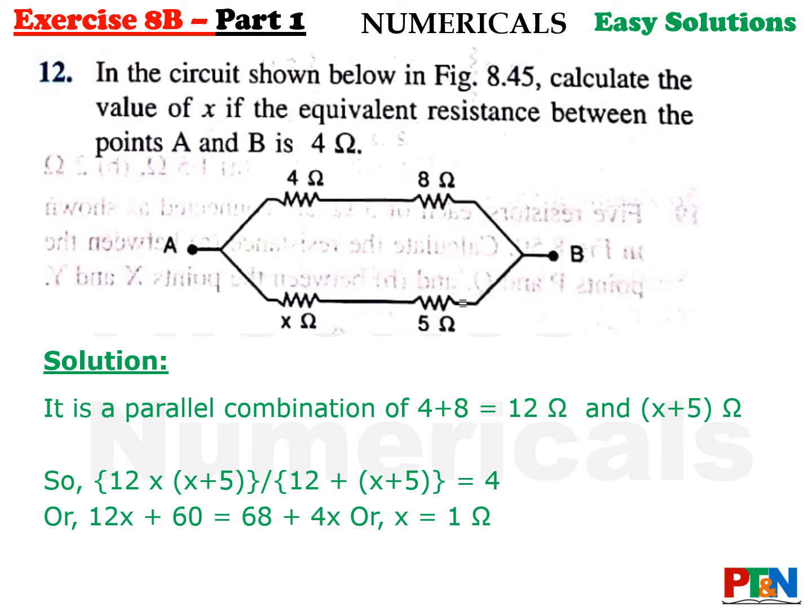Let's see. So it is basically parallel combination of the upper line, which is 4 plus 8, that is 12 ohm, and the lower line, which is X plus 5 ohm. So these two are in parallel. So equivalent resistance will be 12 into X plus 5 by 12 plus X plus 5. So that is given as 4. Do cross multiplication, solve it for X. So X comes out as 1 ohm.